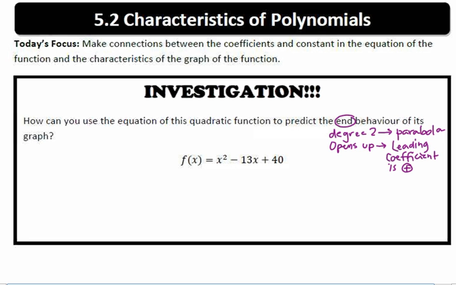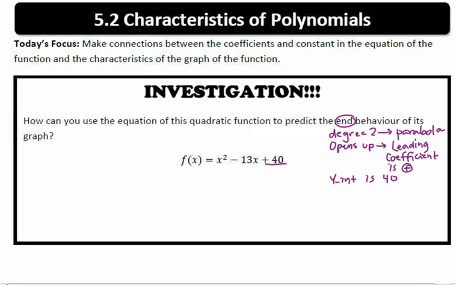And so the leading coefficient is the one attached to the what? Let's try this again. It's the coefficient attached to the variable that you use to get your degree, the highest degree. Okay, so what else do you know about this graph just by looking at it? Is there anything else? Your y what? Your y-intercept is 40.